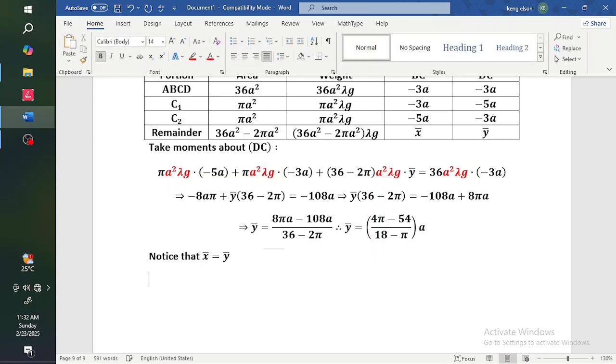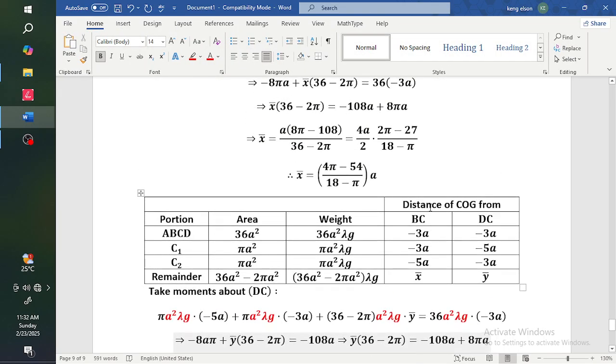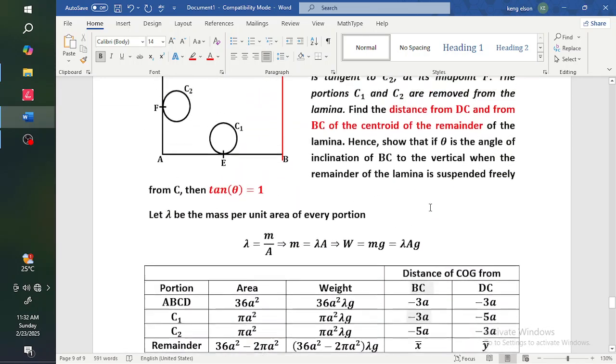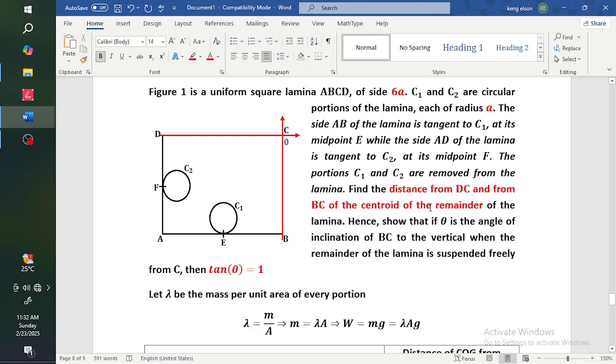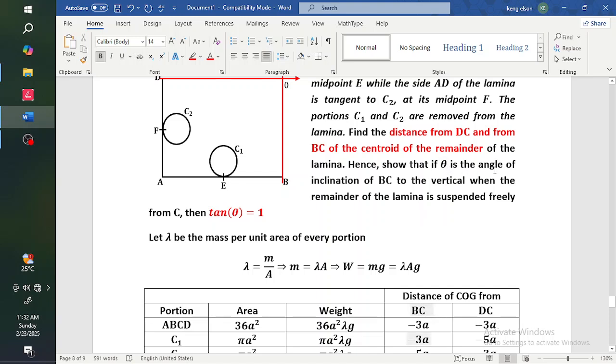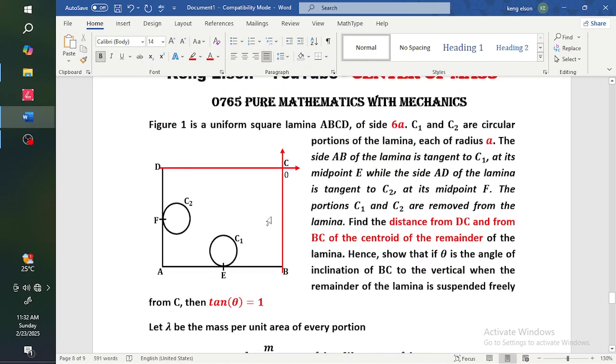All right, so we have successfully gotten the distance of the center of mass of the remainder from the side lengths, which are BC and DC. Okay, I've gotten it. Now, second question. Hence, show that if theta is an angle of inclination of BC to the vertical when the remainder of the lamina is suspended freely from C, then tan theta is equal to 1. We need to show it.